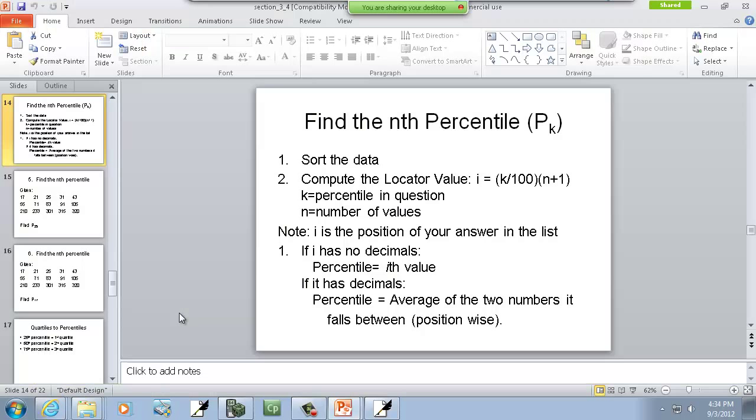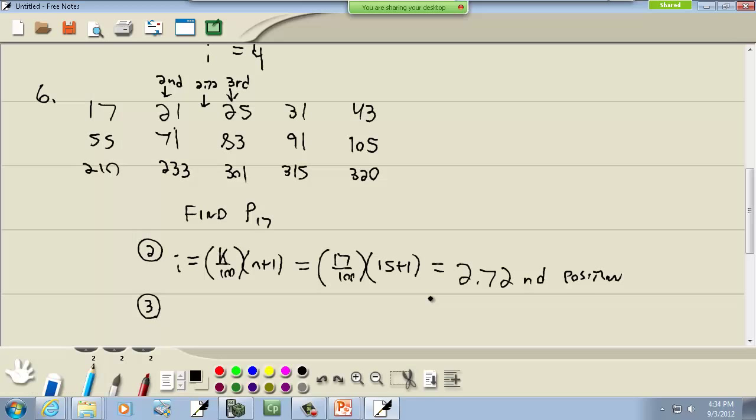And that's what this says. If it has decimals, you find the average of the two numbers it falls between. Well, it falls between 21 and 25, so we're going to find the average of 21 plus 25. And that gives us 46 over 2, or gives us 23. So P sub 17 is equal to 23. 17th percentile is 23.